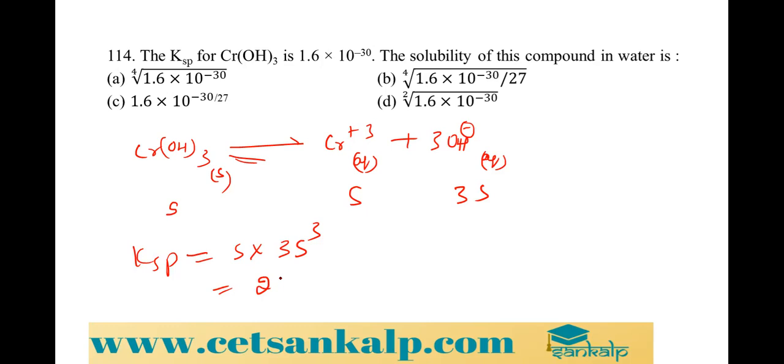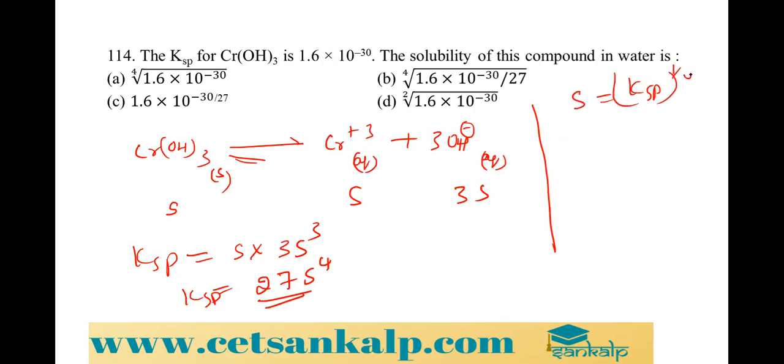That is nothing but 27 S to the power of 4. Look, children, this is 27 S to the power of 4 in the Ksp value. Right? 27 into S to the power of 4. Now let us see what they are asking. Solubility is equal to Ksp divided by 27, whole to the power of 1/4.